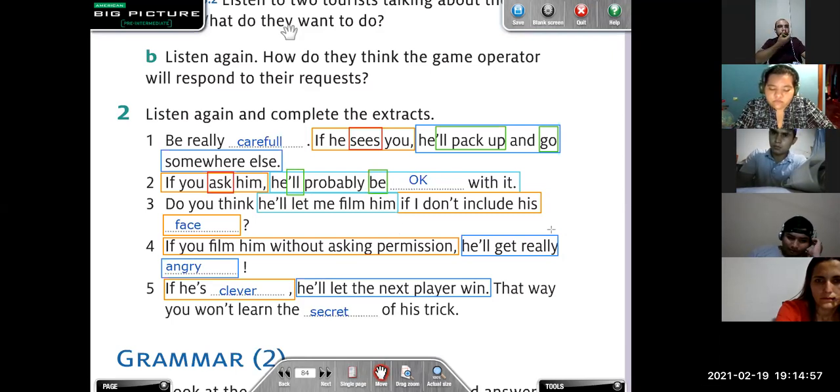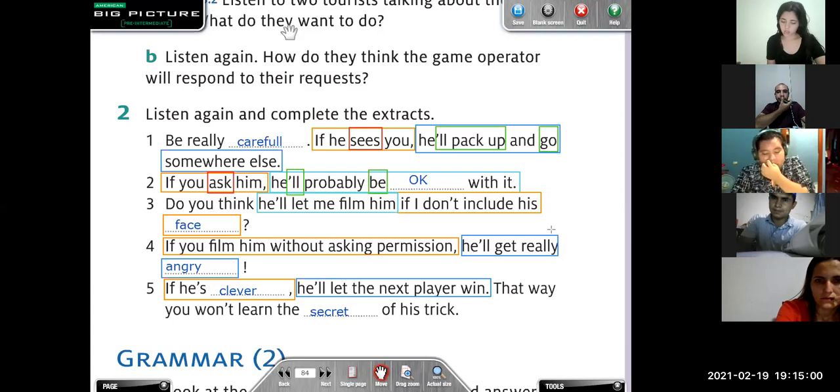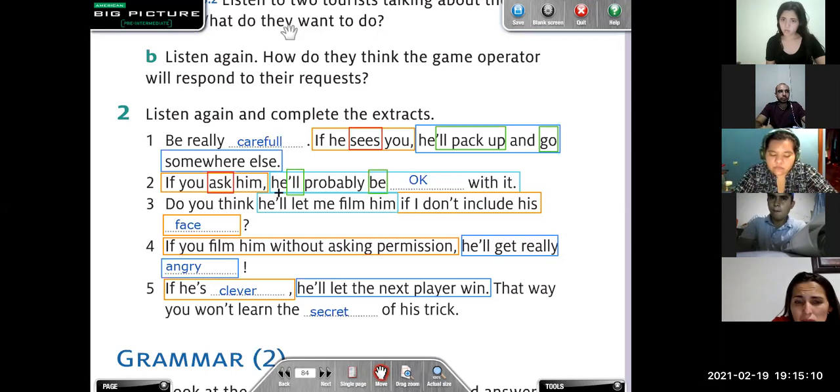Thanks, teacher. Let's go with Francia. Number 3, please. What do you think is the verb here? Will let. Will let, very good. In the result and in the conditional sentence? Don't include. Yes, don't include, right? In negative, but don't include. Very good, thank you. Okay.